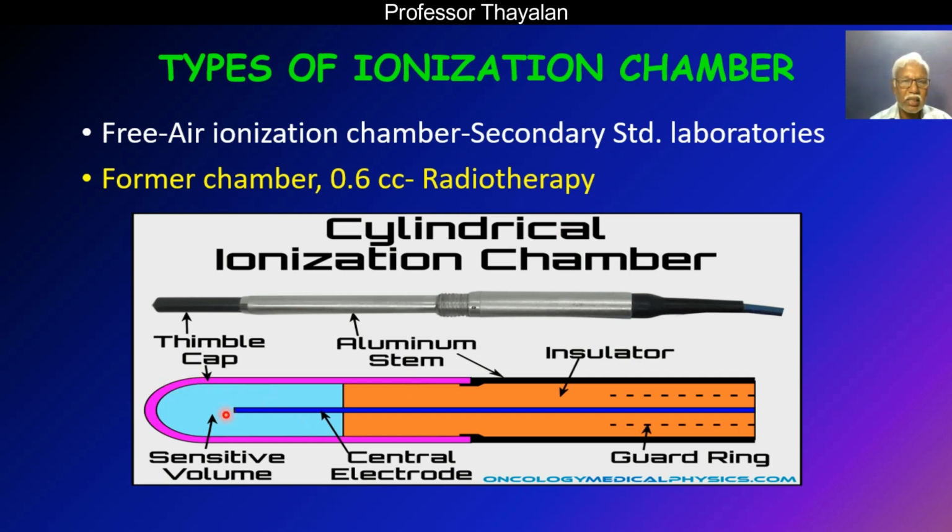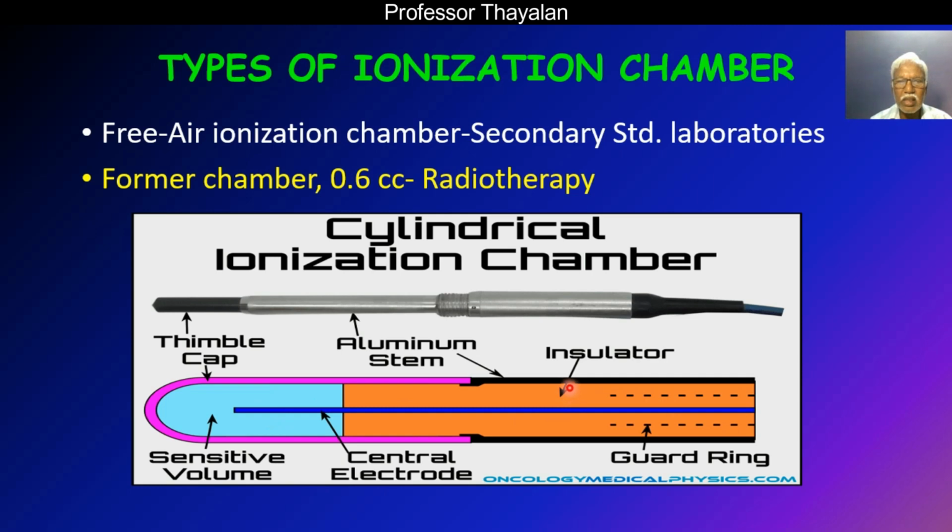You can see the anatomy of the Farmer chamber. The chamber has an active volume like this, blue color, the sensitive volume. This volume is only 0.6 cc. It is surrounded by a cap called a thimble cap, with air equivalent wall material. And here is the aluminum stem. This is the central electrode. The blue one is the central electrode.